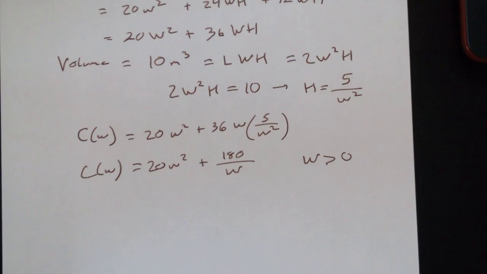So, take the derivative. Tell me where it's undefined. Tell me where it's equal to 0. Give me a list of critical numbers.